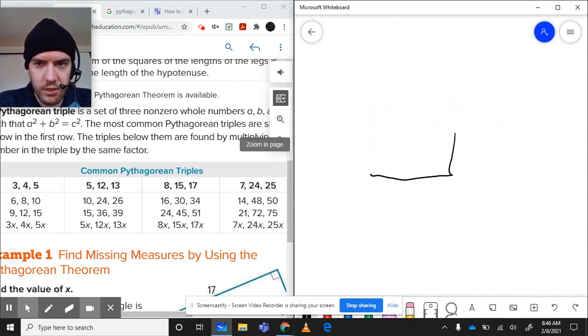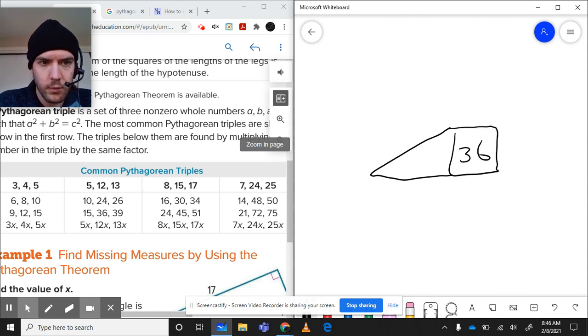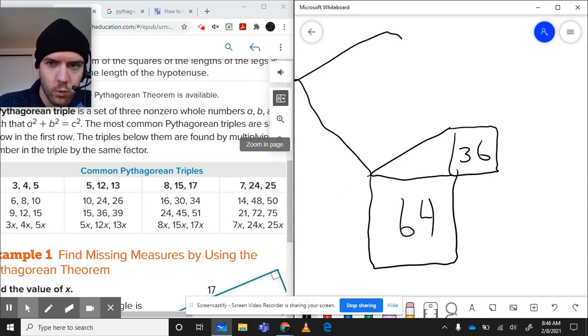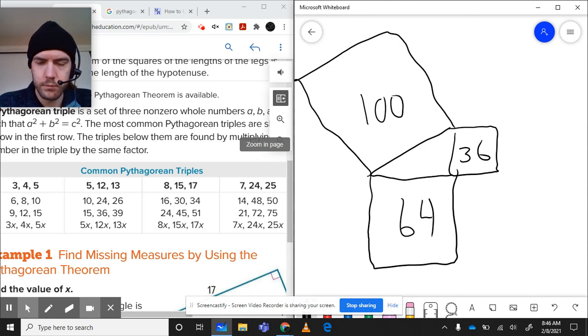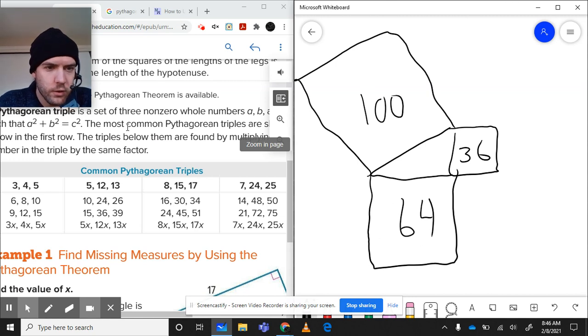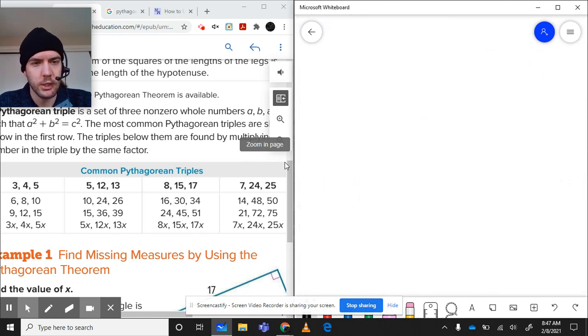So if I have 6, 8, and 10, well, 6 squared is 36. 8 squared is 64. And 10 squared is 100. Well, 64 and 36 add up to 100, so that looks good. So they're saying 3x, 4x, 5x. This just means multiples of 3, multiples of 4, and multiples of 5. So I could choose any value for x. I could choose 7, and say 3 times 7, 4 times 7, 5 times 7. Those would be a Pythagorean triple, as long as you have that 3, 4, 5 ratio.